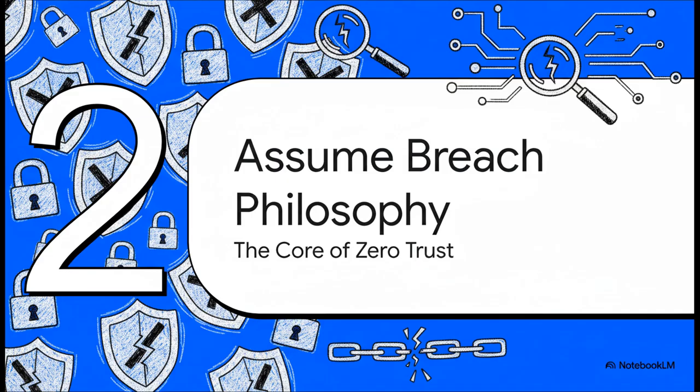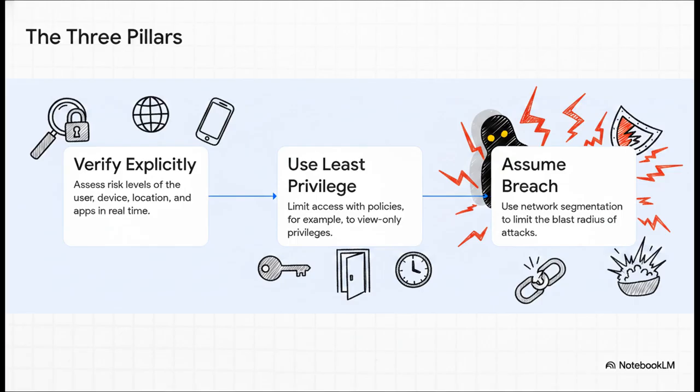It all starts with one powerful and kind of humbling assumption. Zero trust is built on three simple but incredibly powerful pillars. First, verify explicitly. That means you have to prove you are who you say you are every single time you ask for access to anything.